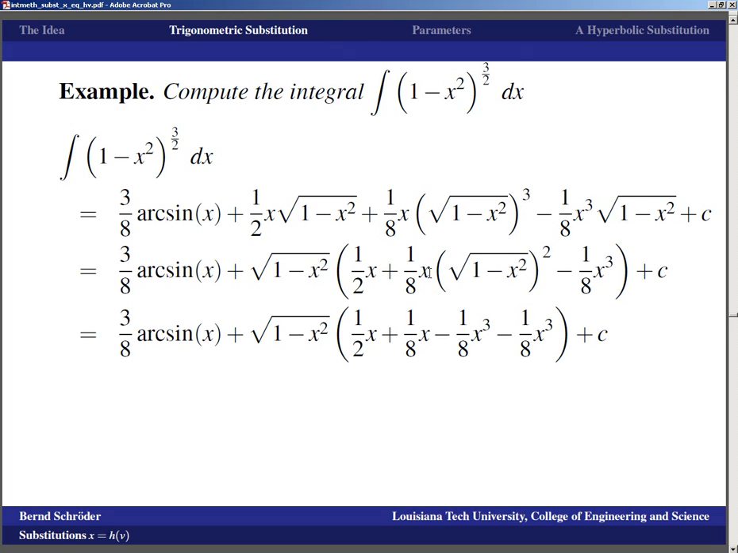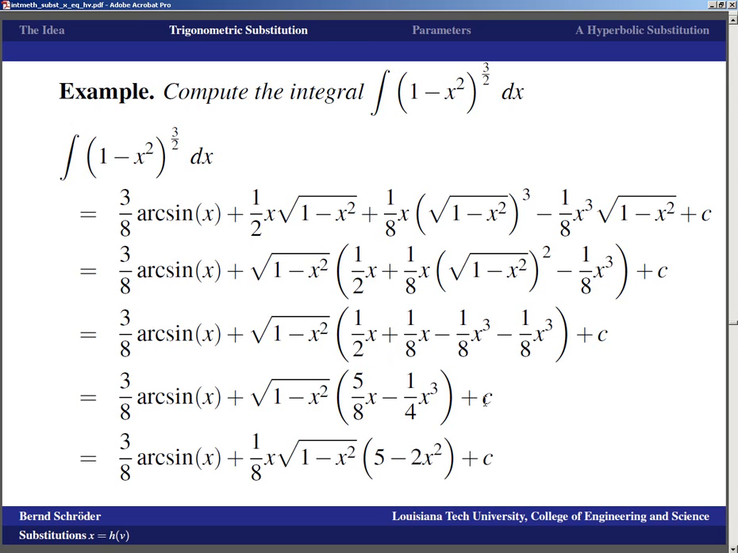we keep the 1/8 x times 1, plus 1/8 x times negative x squared as minus 1/8 x cubed, and then we've got a minus 1/8 x cubed here. And that, of course, adds up together rather nicely, because now again we copy, and then we have 1/2 plus 1/8 is 5/8 x, and minus 1/8 x cubed minus 1/8 x cubed is minus 1/4 x cubed plus c.